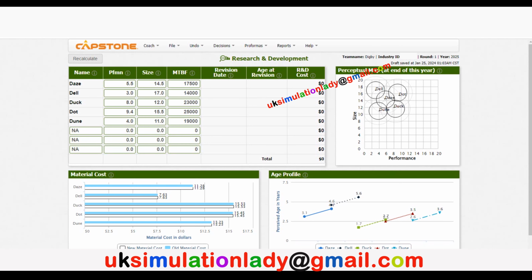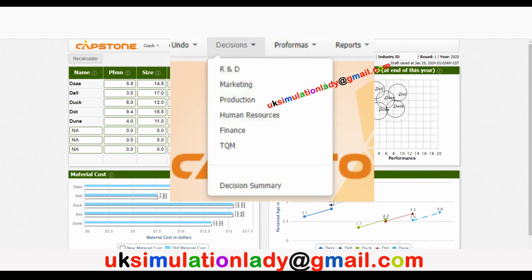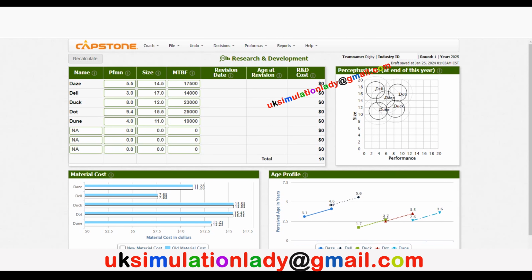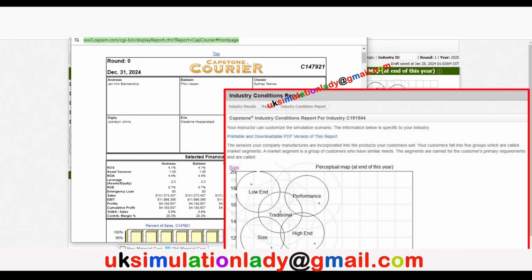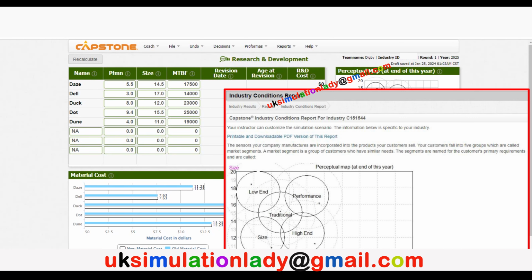Capsim reports and their uses. Once in the Capsim web spreadsheet, select Decisions, then go to R&D. Our Capsim company name is Digby. Before we do anything, it's important for us first to try and understand the Capsim reports. There are 2 important reports for Capsim Round 1. That is the Capsim Round 0 Capstone Courier Report and the Capsim Industrial Condition Report.